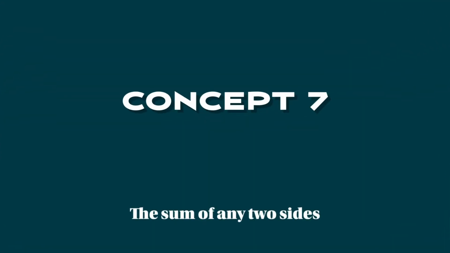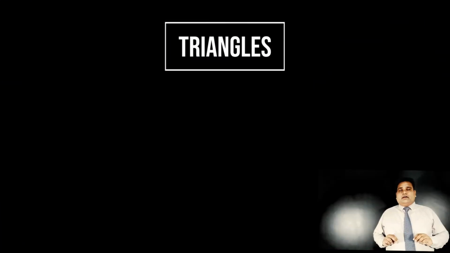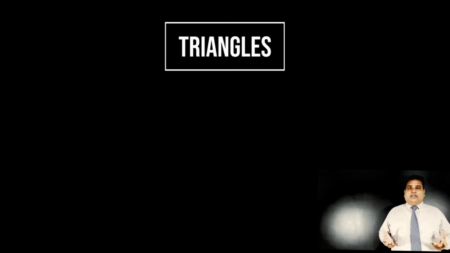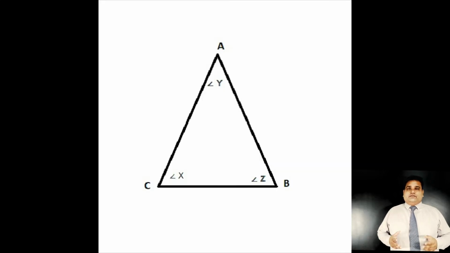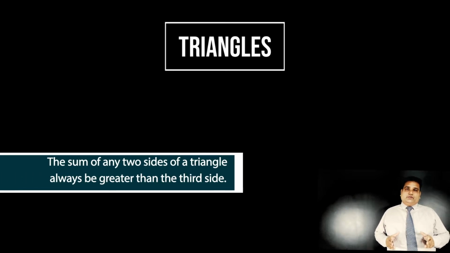Now concept number 7: what is the sum of any two sides? The sum of any two sides in a triangle is always greater than the third side. We can see in this triangle ABC, if we take any two sides, their sum will always be greater than the third side. Here we can say AB plus BC has to be greater than AC. Any two sides we can take, either AC and CB, or any other two.